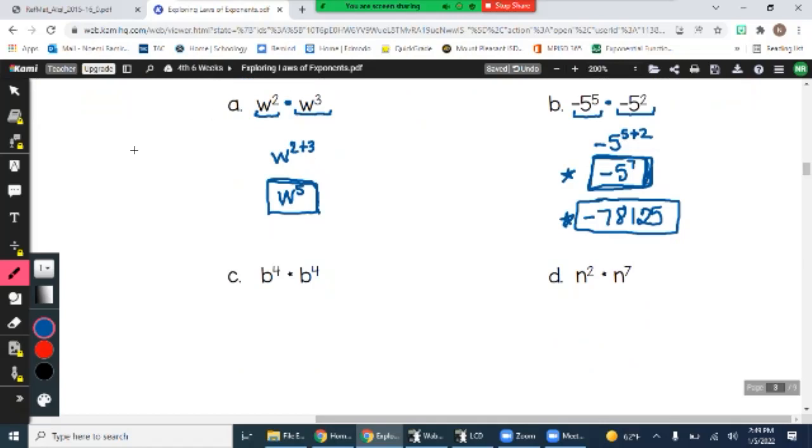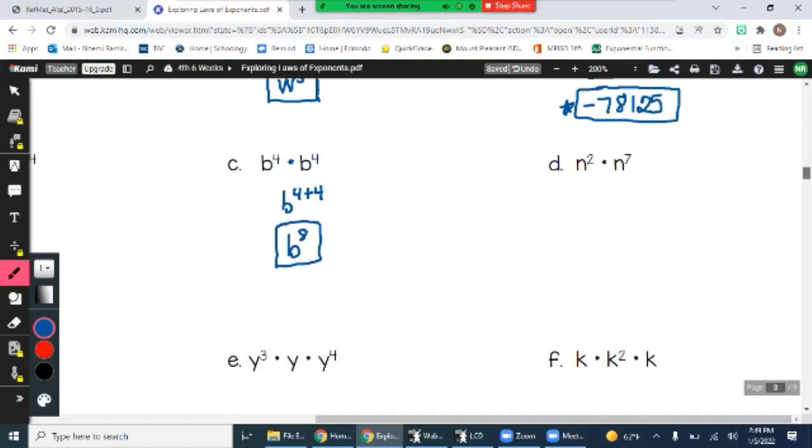All right. Example C. I'm not going to keep drawing the little boxes under them, but we have power, 2 powers, multiplied. So what stays the same? What's my base? And what do we do with the exponent? So what do we add? And what is 4 plus 4? B to the power of 8. Can't do anything else. We're done. Some of your answers are going to look weird.